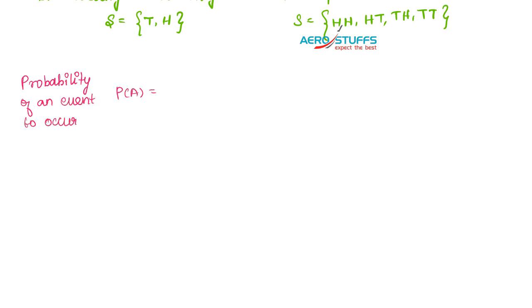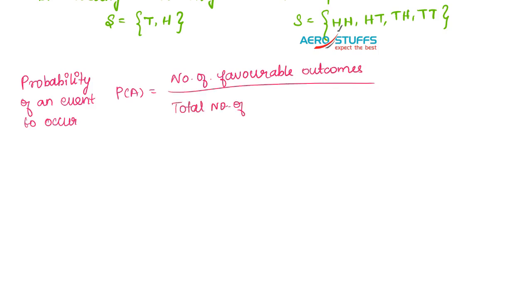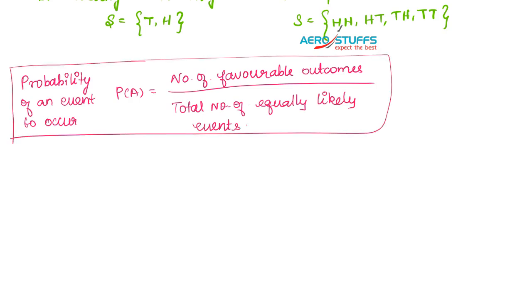Okay. Now the probability of an event to occur. This is the one and only formula that you have in probability. I am not talking about conditional probability or random probability. This is the basic and main formula of probability. The probability of an event to occur is the ratio of favorable outcomes to the total events. This is the probability of an event.